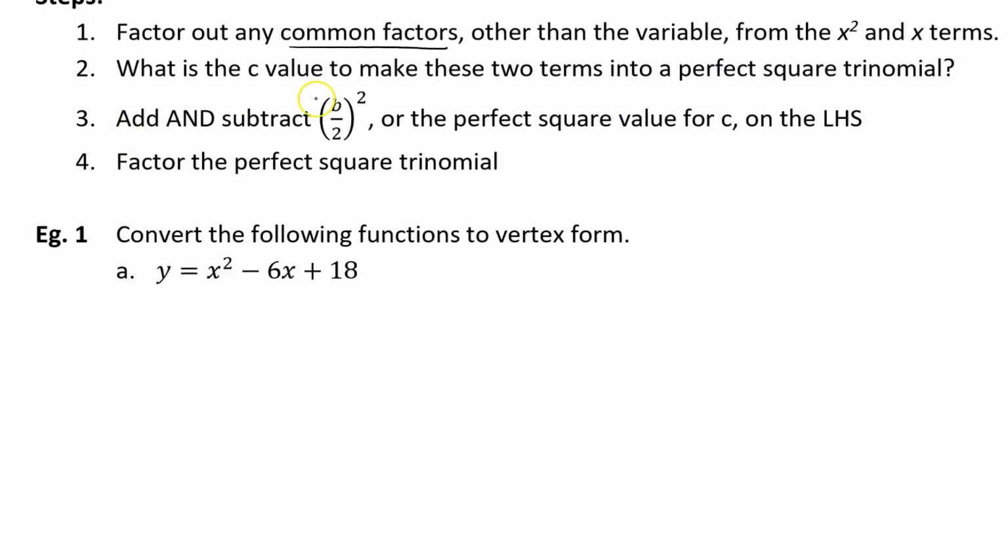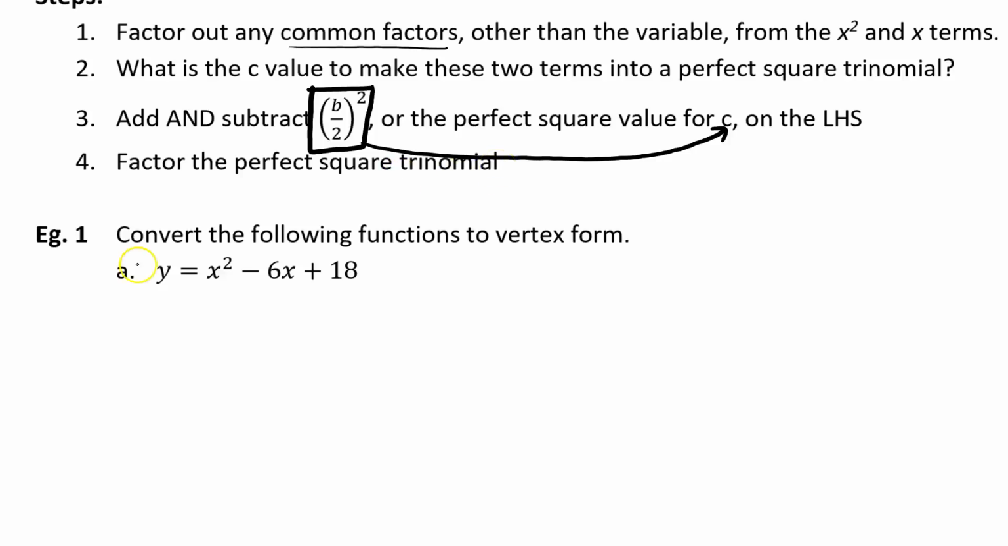So add and subtract the b over 2 squared, which is just the same thing for c, on the left hand side. You want to both add and subtract it, because then it's like it was never there. If you add 2 and then subtract 2, you're at the exact same place. But in getting it into a perfect square trinomial form, we're able to factor it, and you'll see what I mean in a little bit. Factor the perfect square trinomial.